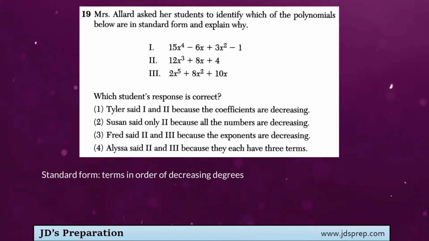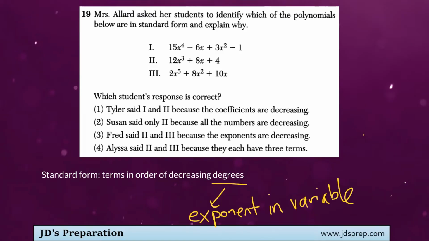And if you're not familiar with the term degree of a term, then another way of thinking about it is that it's the value of the exponent in the variable. For example, 5x squared has a degree of 2. 6x would have a degree of 1 because that x has an exponent of 1. We just wouldn't write it. And constants, like the number 4, have a degree of 0.